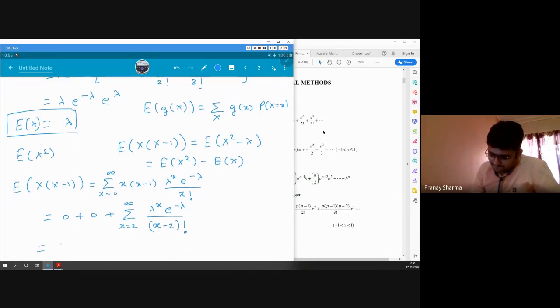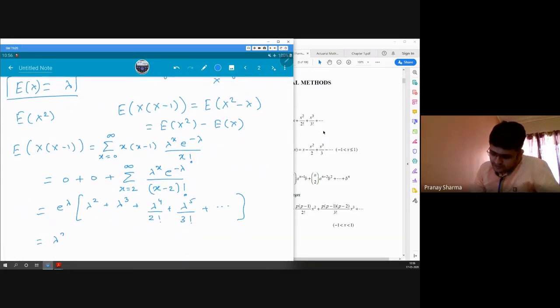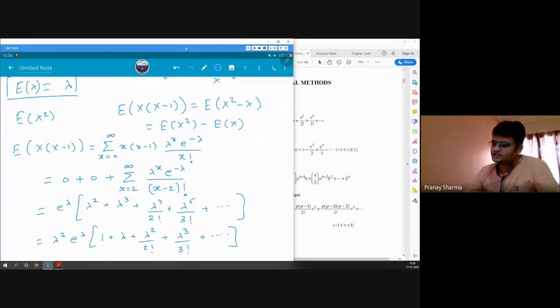I'll expand. I get e raised to minus lambda outside. I'll get lambda square plus lambda cube plus lambda raised to 4 by 2 factorial, lambda raised to 5 by 3 factorial, and so on. We'll take lambda square out, and we have 1 plus lambda square by 2 factorial, lambda cube by 3 factorial, and so on till infinity. Again, this is our exponential series.